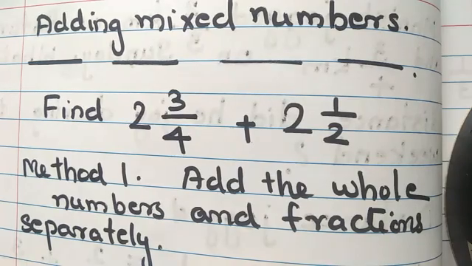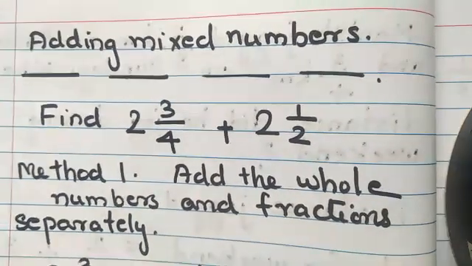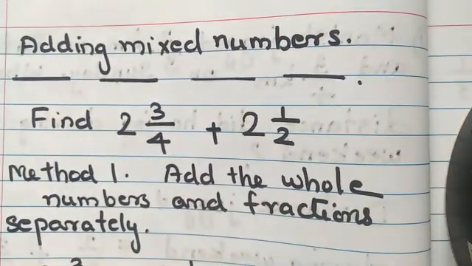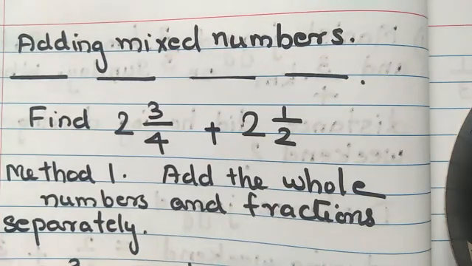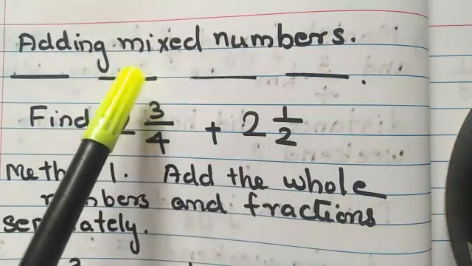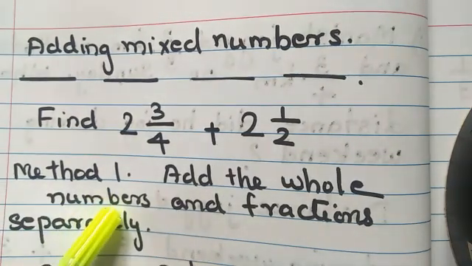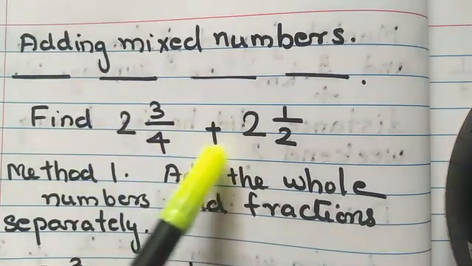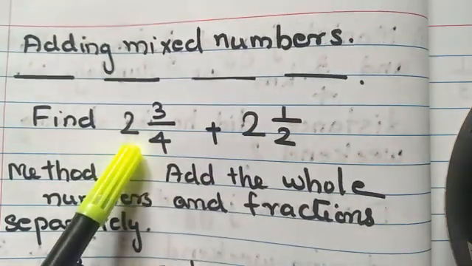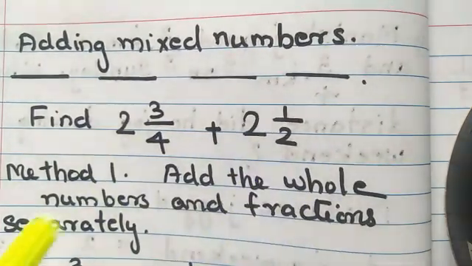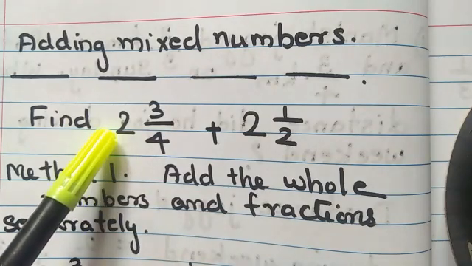So children, we found the addition of like fractions and unlike fractions. Next one is addition of mixed fractions or mixed numbers. There are also two methods. First method, you can add the whole numbers separately and fractions separately. Here, which are the whole numbers?